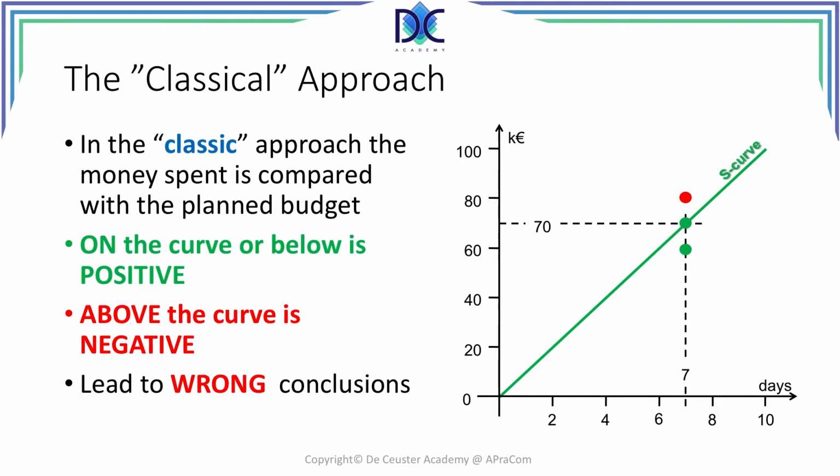We can only draw conclusions from this related to the budget. What people did from this information is to extrapolate that information to the end of the project. So in the case where the green dot is below the S-curve, people would expect the project to be below budget. And that's one of the reasons why people made the wrong conclusions. They didn't understand that something else was wrong.